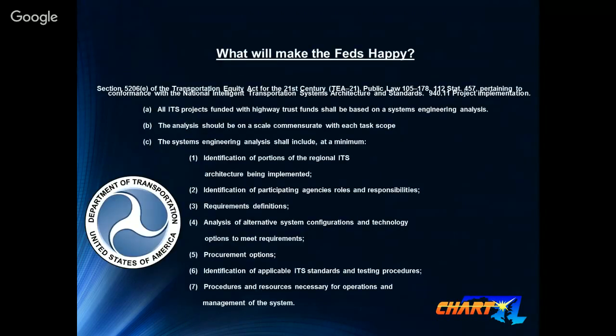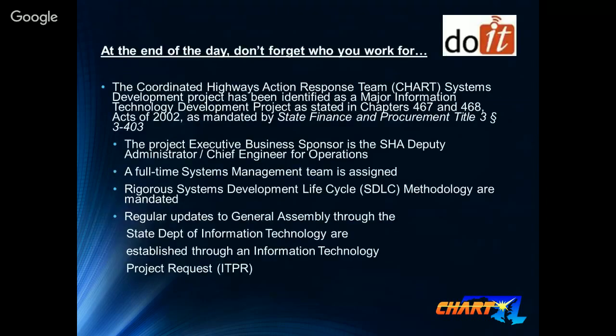Well, I've got to make the feds happy, and I'm not reading this whole thing to you, but they're the ones that started all this, realizing that they needed to make sure that we started using good systems engineering. So there is a federal law, which came in under TEA-21, that states that all ITS projects funded with highway trust funds shall be based on a systems engineering analysis. And then it goes through and gives you some depth as to what that means, but it does leave it somewhat open for how we implement it at the state. And then we have to make DoIT happy. How do we make DoIT happy?